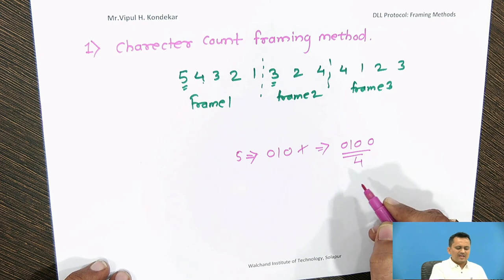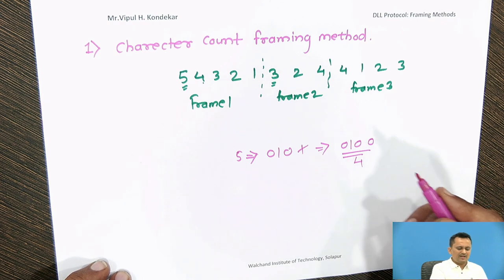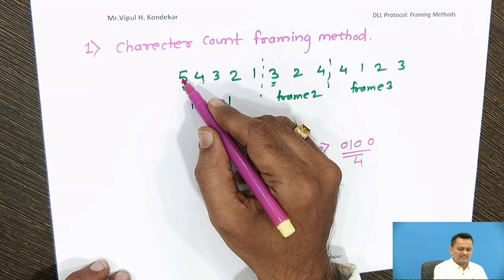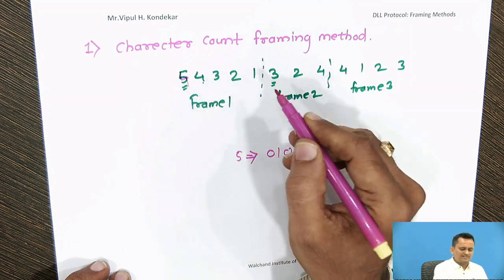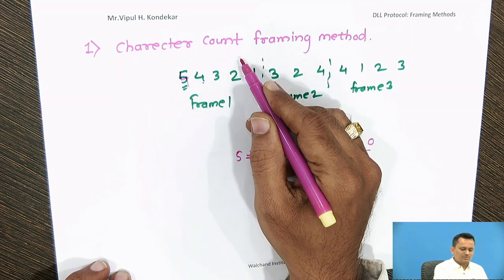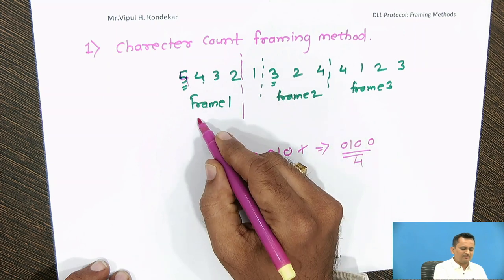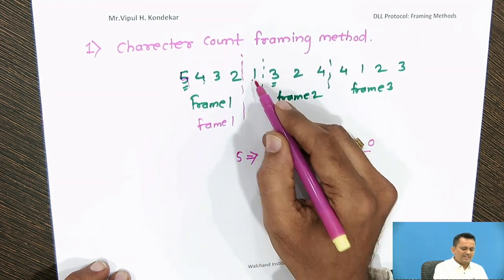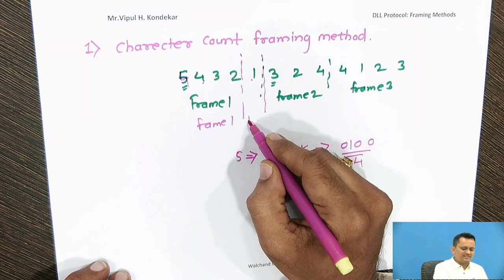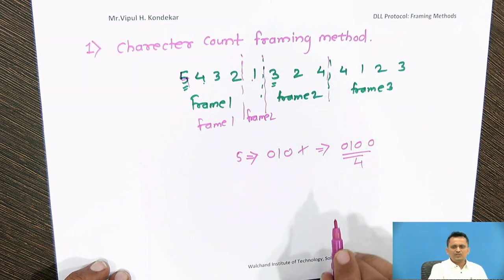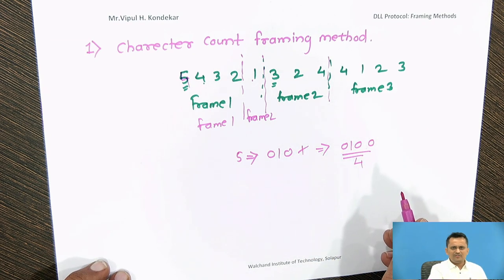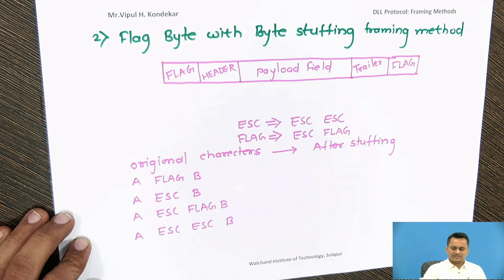In that case, at the receiver side, what will be the interpretation? If one bit in the character count has garbled, it will consider that there are 4 characters in the frame. So this will be considered as frame number 1. Then one character in frame 2, so this will be considered as frame number 2. Then 3 characters, and so on. So the synchronization is totally lost if the character count itself gets garbled. This is the drawback of the character count technique for framing.